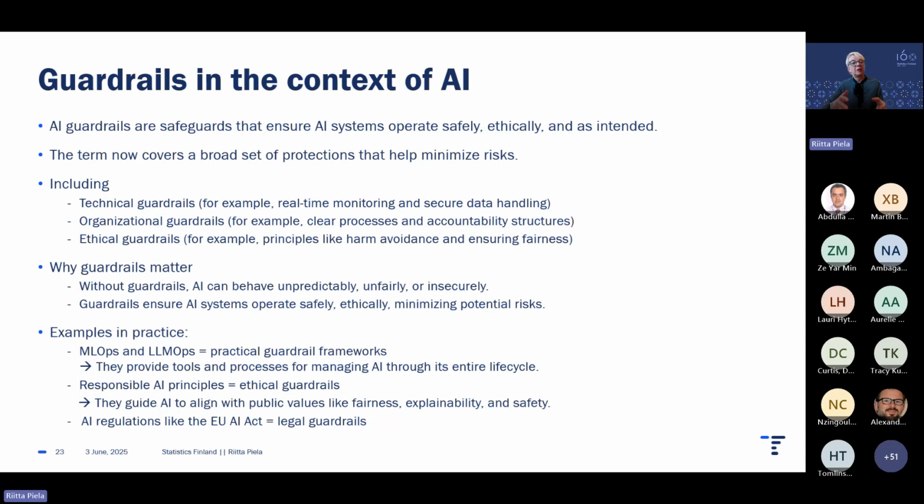Examples: MLOps and LLMOps are very practical guardrail frameworks. They include ethical and technical guardrails, so they provide tools and processes for managing AI through its entire life cycle. Responsible AI principles are more ethical guardrails. They guide AI to align with public values like fairness, explainability, and so on. And then we have AI regulations, which are legal guardrails.